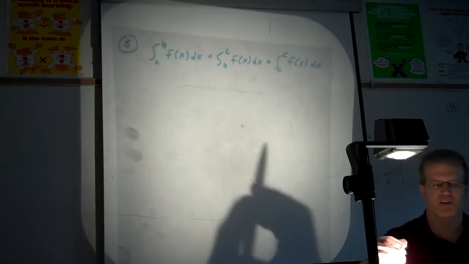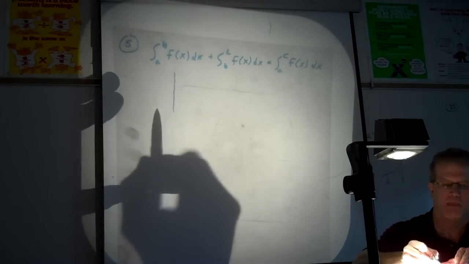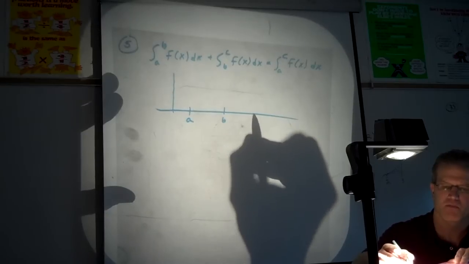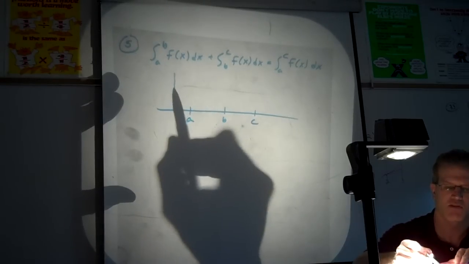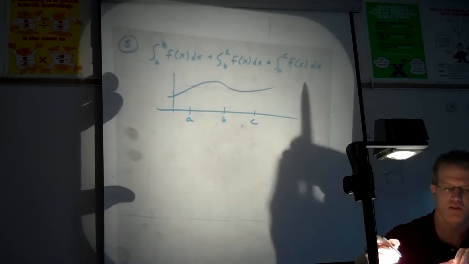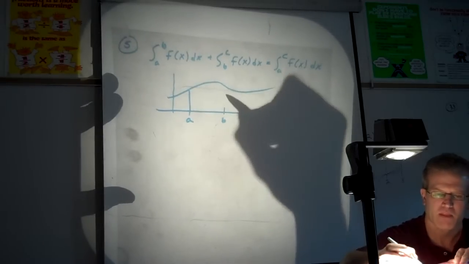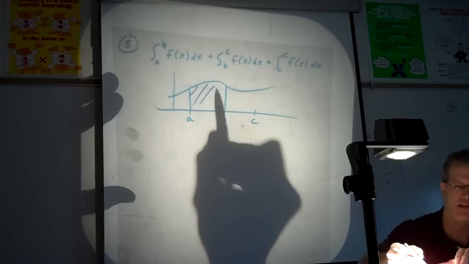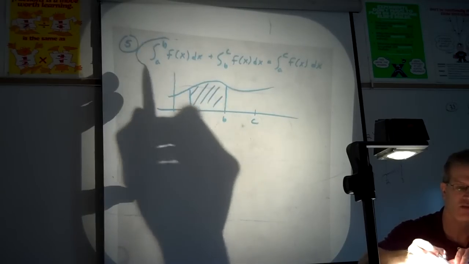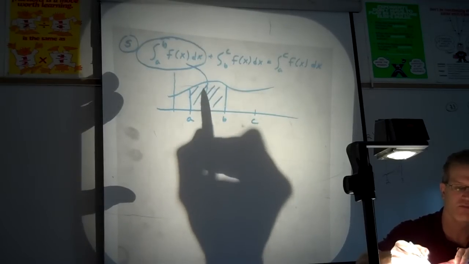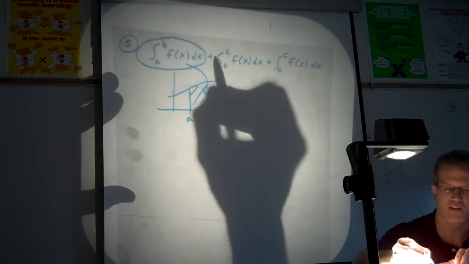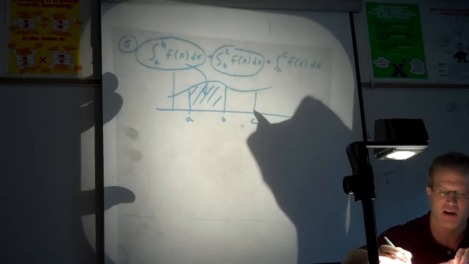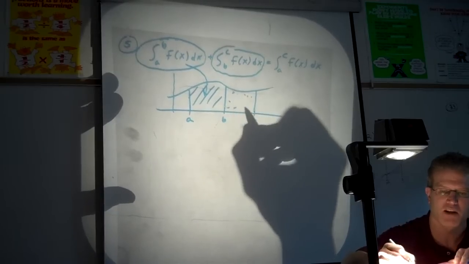Let me draw you a picture to explain this. Let's say we have a, b, and c. So we have some type of function here. The integral from a to b would be this area right here. From b to c, this integral would be represented by this area, this polka dotted area here.